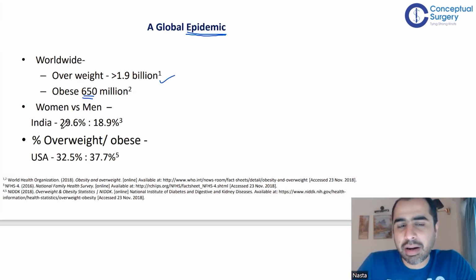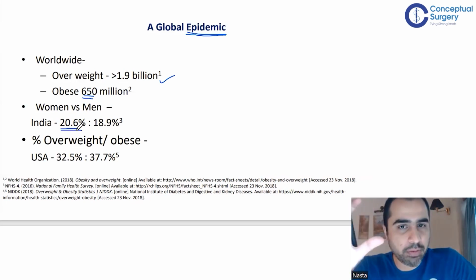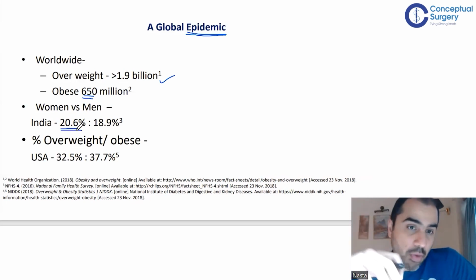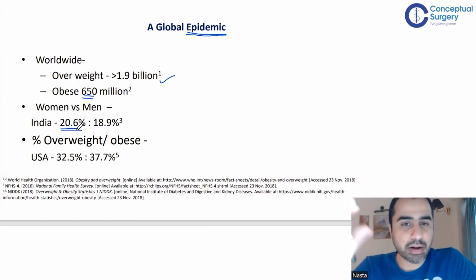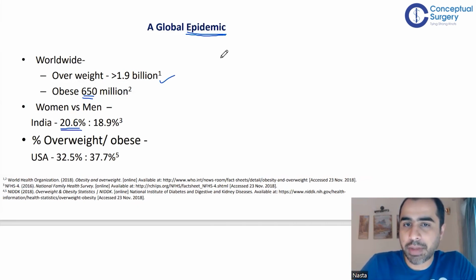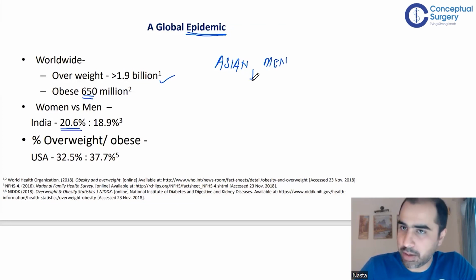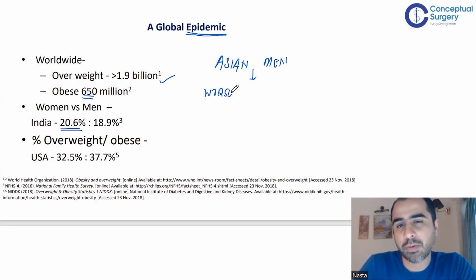In India, a little bit more in women. In fact, even worldwide, there is more overweight and obesity seen in women. And more women undergo bariatric surgery. Okay. More women undergo bariatric surgery. Now, I'll give you a little offshoot over here. In Asian men, so Indian men included, even though the BMI is lower relative to women, the obesity effects are worse. There is worse effects of obesity in Asian men.